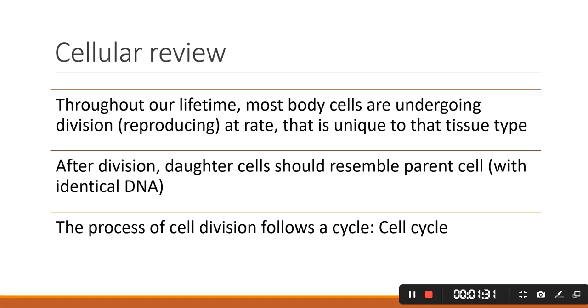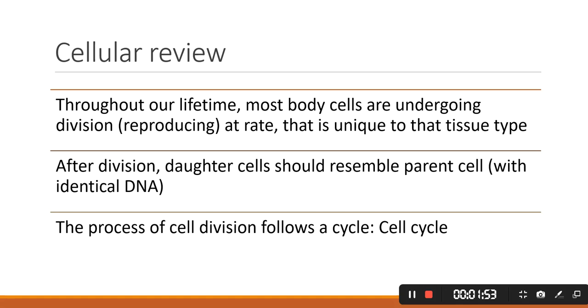After division, daughter cells should resemble the parent cell. Okay, this is true for every cell, of course. If a skin cell reproduces or divides, it should look like and behave like a skin cell. It should not look or behave like a liver cell, right? So after division, daughter cells should resemble the parent cell, and the DNA material and everything should be identical.